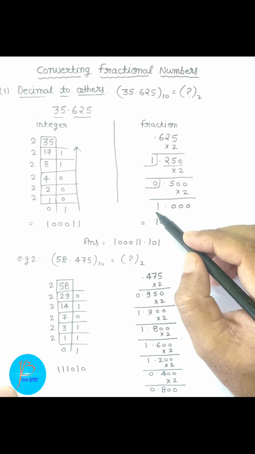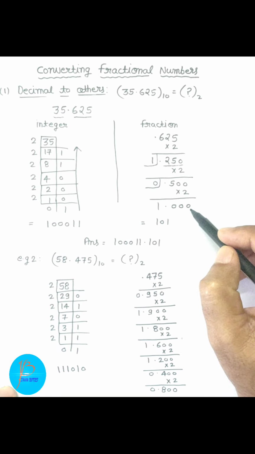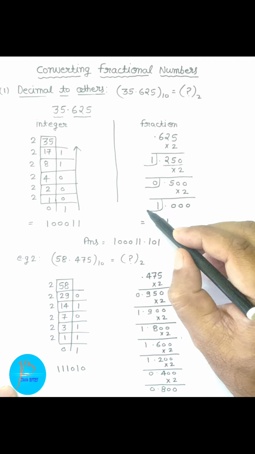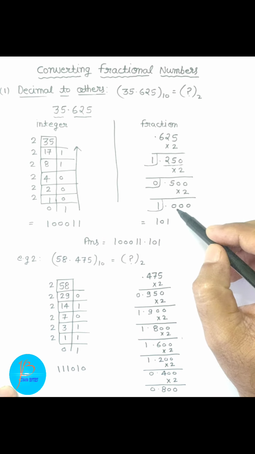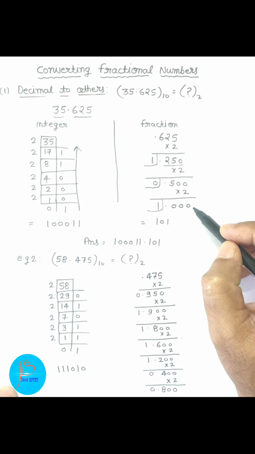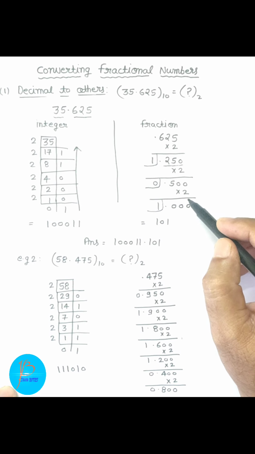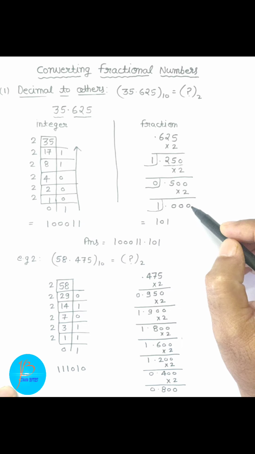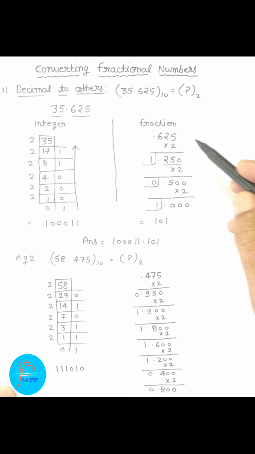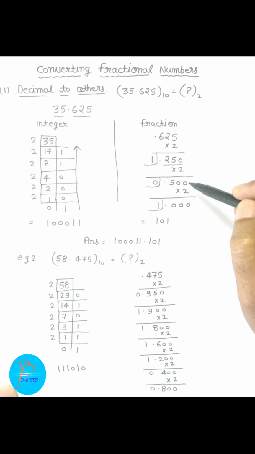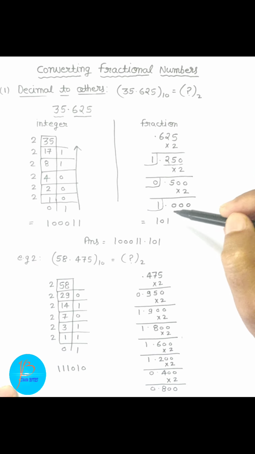Now the third time your answer appears as 1.000. In the third step, the integer part is 1 and now your fractional part has turned to 000. Here your calculation stops, it completes here. Why? Because you have to keep multiplying the fractional part until your result turns to 0.